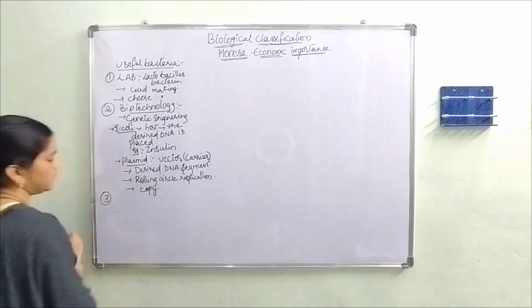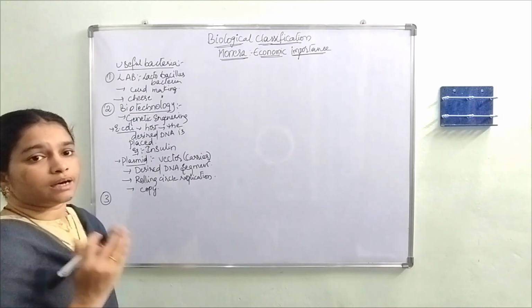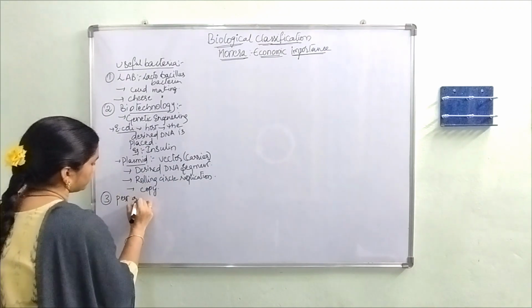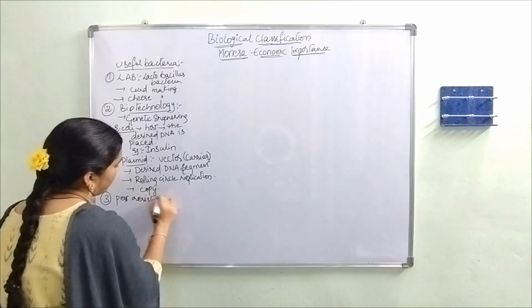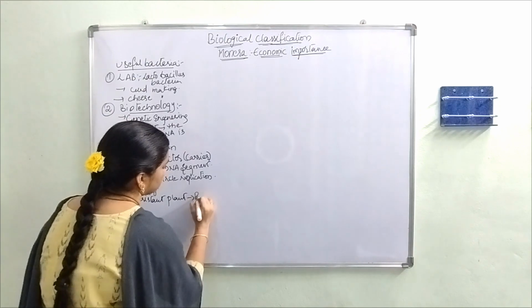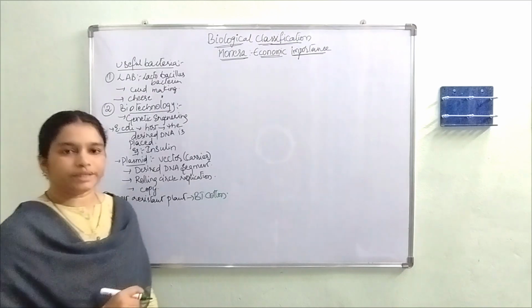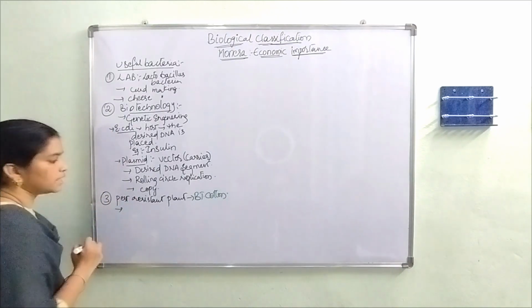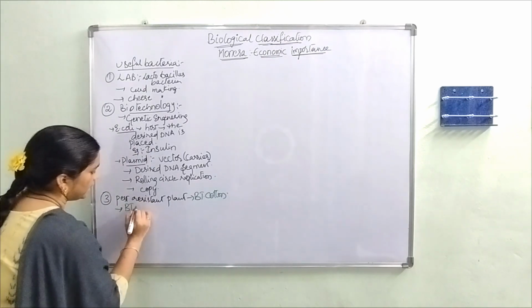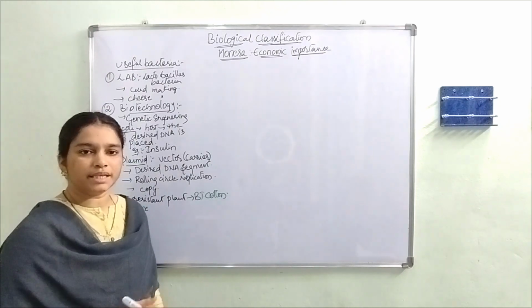The third use of bacteria in biotechnology: we got a pest resistant plant by using this biotechnology. Example, BT cotton. BT is nothing but the bacterium Bacillus thuringiensis. From this Bacillus thuringiensis, a BT gene is incorporated, or the seed of this cotton is inoculated with this BT gene.